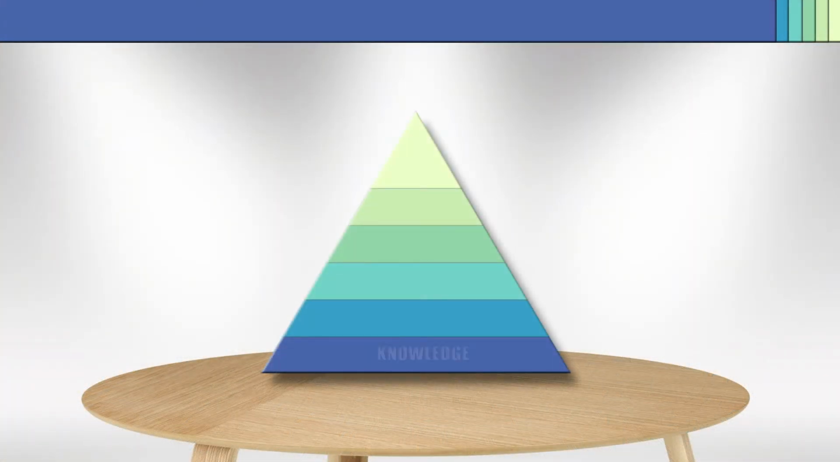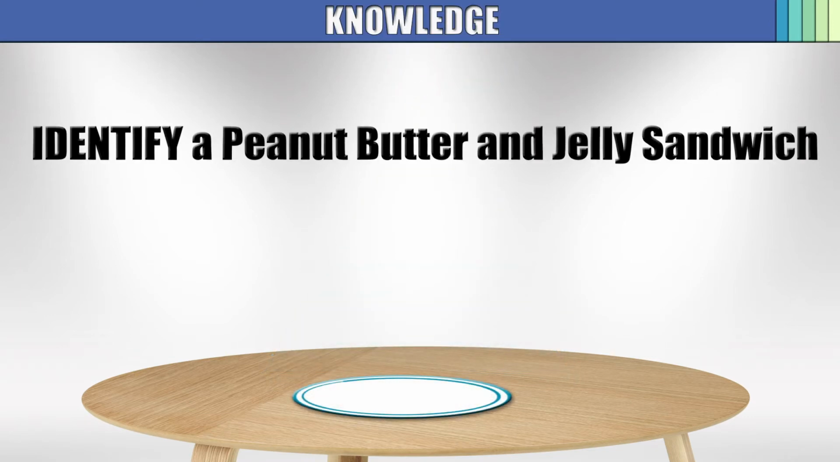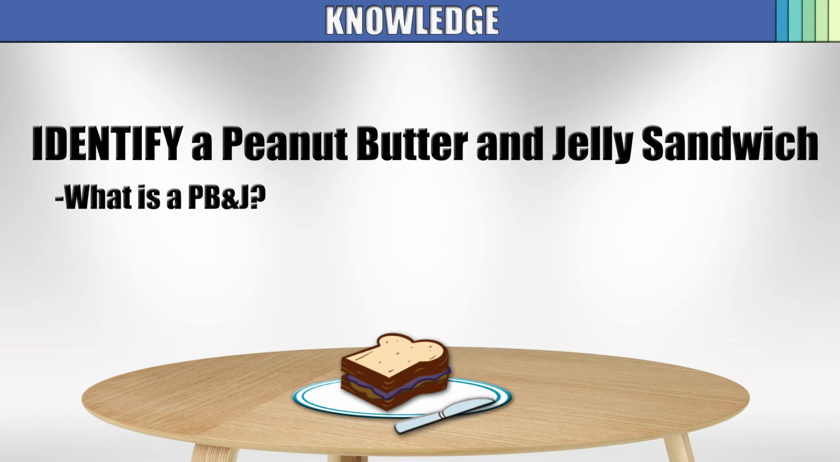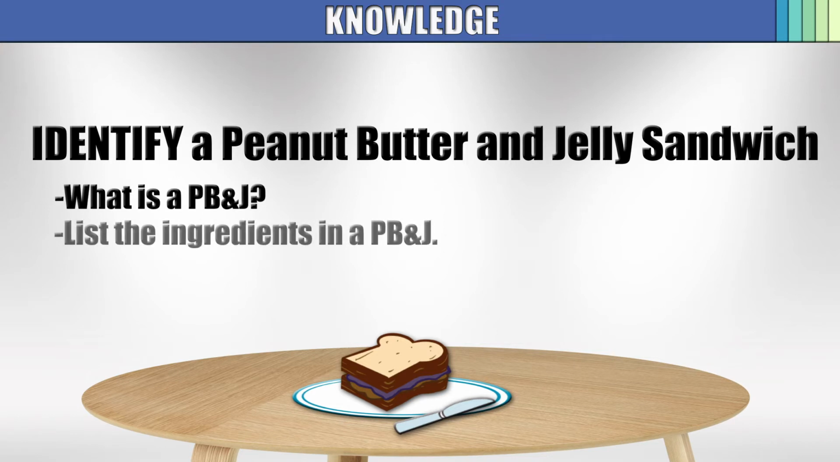Let's start at the knowledge level. Since we ask questions based on terminal learning objectives, or TLOs, we're going to use the following example. Identify a peanut butter and jelly sandwich, or PB&J. Knowledge level questions for this include: what is a PB&J? List the ingredients in a PB&J.